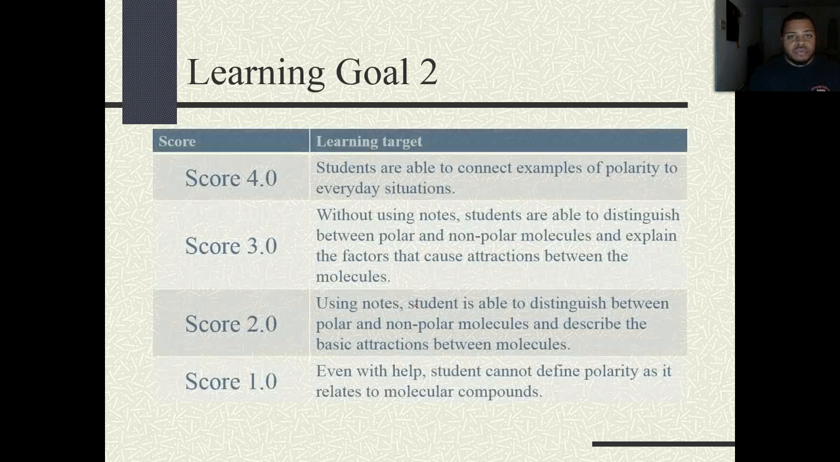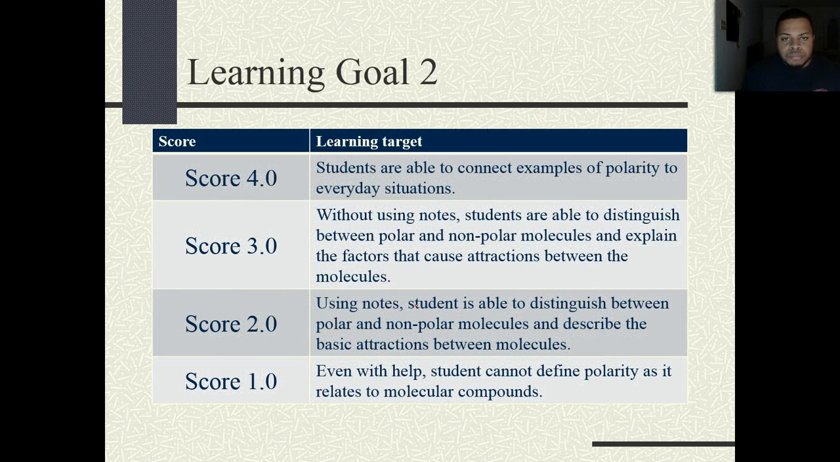We have a scale, of course, that we're going to start off with. The goal, of course, is always going to be score 3.0. The goal, that is our learning goal. Without using notes, students are able to distinguish between polar and nonpolar molecules and explain the factors that cause attractions between molecules. So let's jump right in.